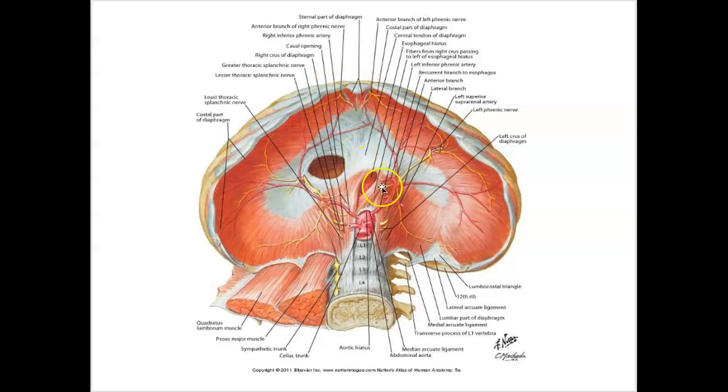Most often, though, you'll see it at the esophagus. You'll see it at the esophageal opening here. They call these a hiatal hernia. So this is where stomach and intestinal material will come up through, entering into the thoracic cavity this way, the hiatal hernia.